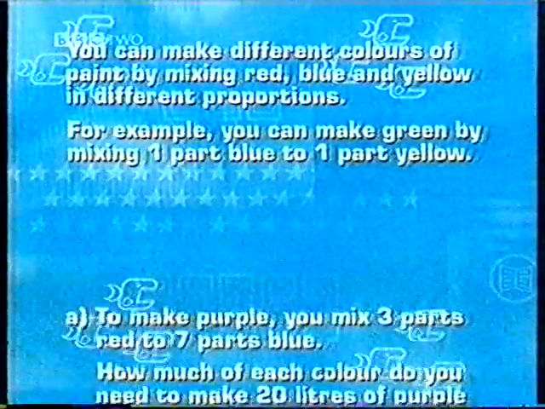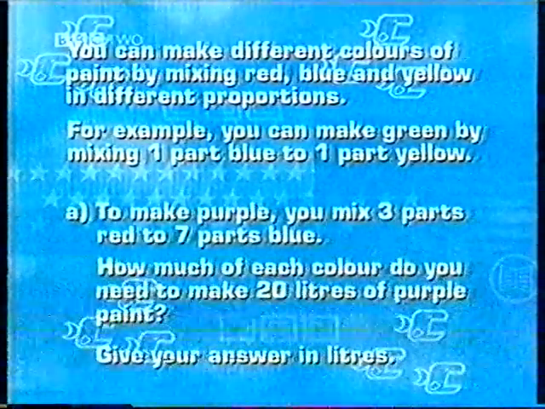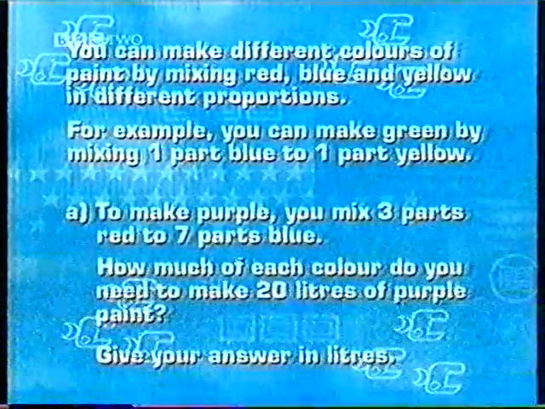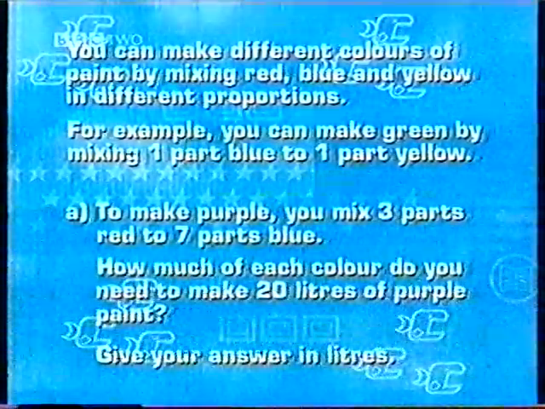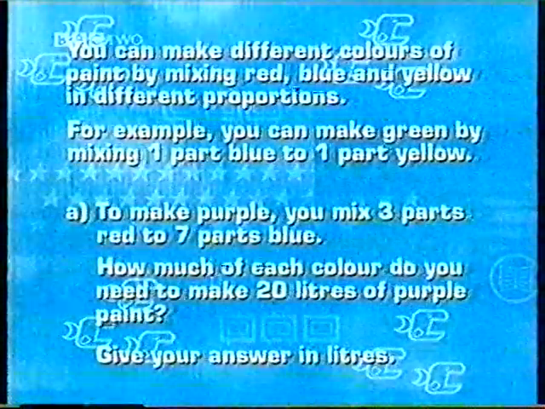You can make different colours of paint by mixing red, blue and yellow in different proportions. For example, you can make green by mixing 1 part blue to 1 part yellow. Part A. To make purple, you mix 3 parts red to 7 parts blue. How much of each colour do you need to make 20 litres of purple paint? And give your answer in litres.